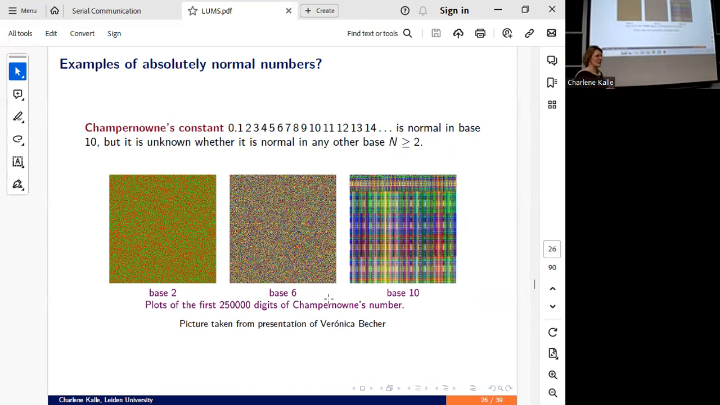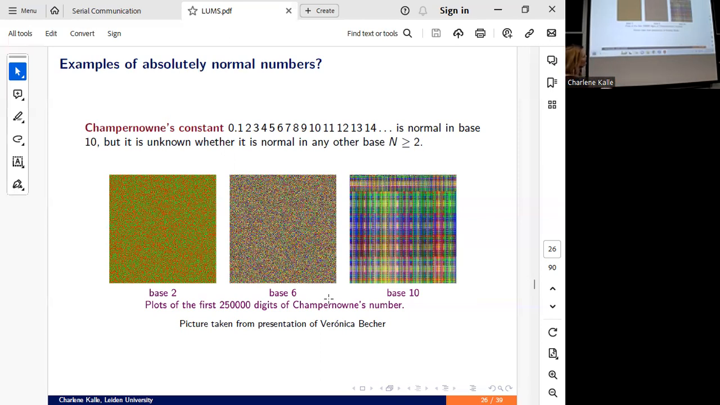And then each digit second. And then you can see the patterns here. They come from the very constructed way in which the Champernowne constant is defined. So it's a very highly structured number, so to say.